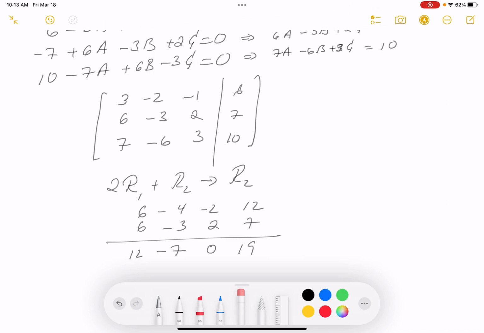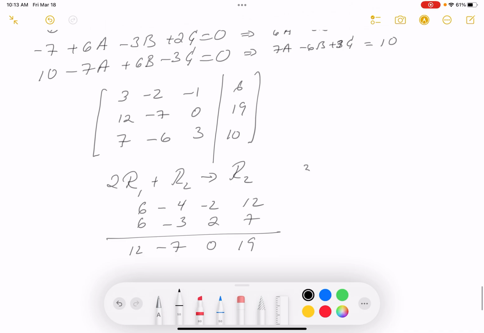I'm going to get my eraser out because rewriting these things over and over again is probably not productive. So 12, minus 7, 0, 19. All right, I'm going to go into another one, and I'm going to do this.